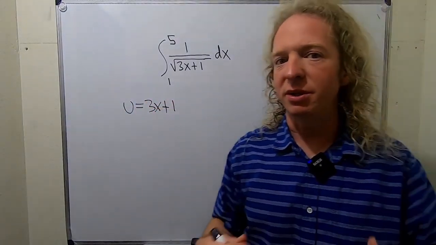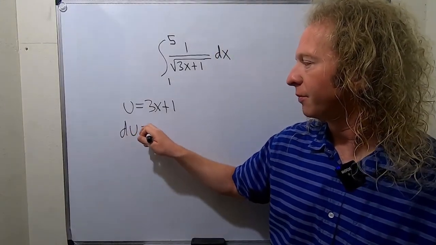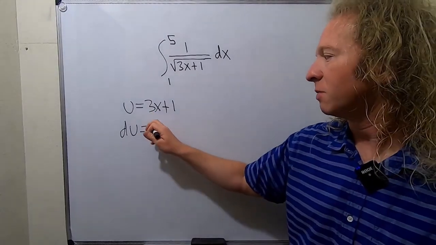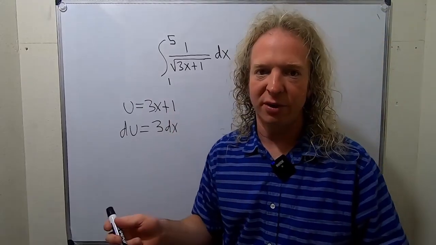Then you always compute du as normal. So du is the derivative of u. Here we compute this derivative. The derivative of 3x is 3, so we simply get 3dx. And the derivative of 1 is 0.